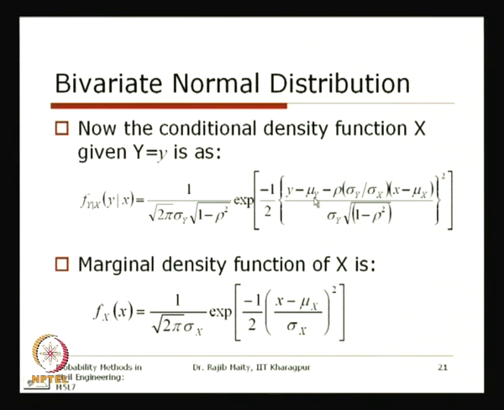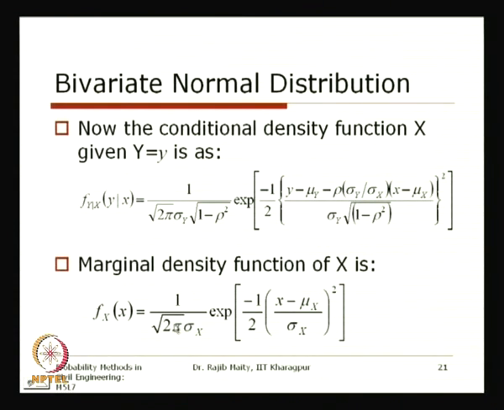So the unconditional mean of y is mu y. And the conditional mean is mu y minus rho multiplied by sigma y by sigma x multiplied by x minus mu x. So you can see that the conditional mean is changing, it is dependent on the value of x. And similarly sigma y square root of 1 minus rho square is the standard deviation of that conditional distribution.